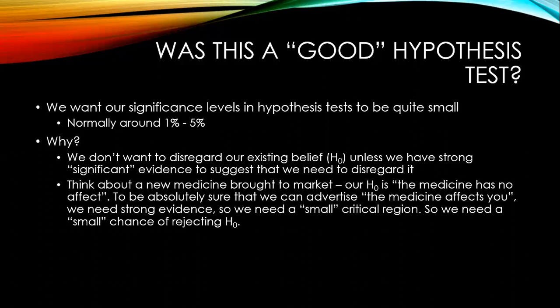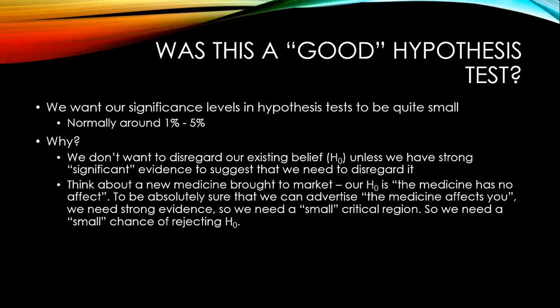So we choose a low significance level. We want to make sure the significance level is low because we don't want to easily reject H naught. We don't want to easily reject our status quo belief, because if we are going to reject it, for example in the medicine example, if we're going to turn around and say to everyone that this medicine cures every disease possible, we've got to be absolutely sure about that.